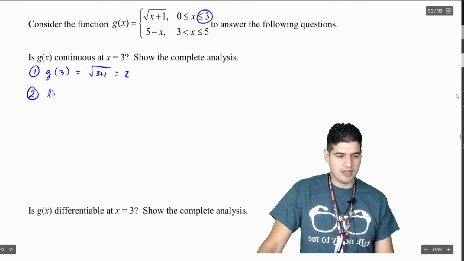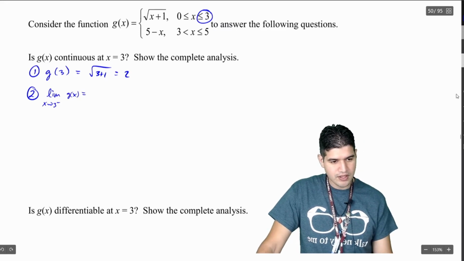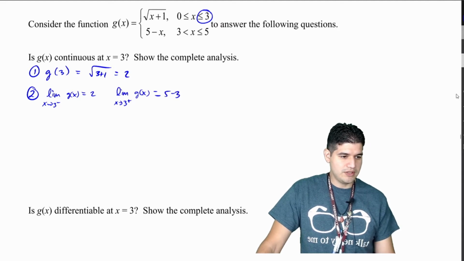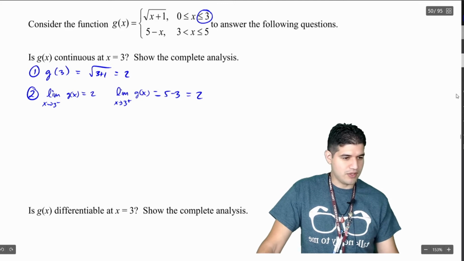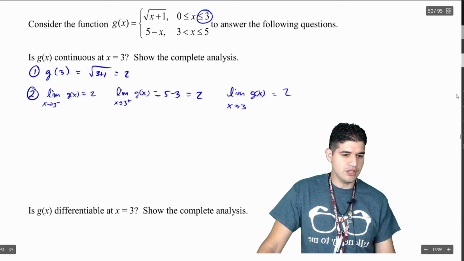So let's do that. The limit as x approaches 3 from the left of g of x. Well, we just did that. We know that's equal to 2. Now let's do the limit as x approaches 3 from the right of g of x. That's going to say 5 minus 3, which is equal to 2. So that means the limit of g of x as x approaches 3 is 2.